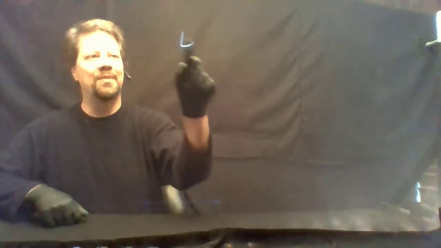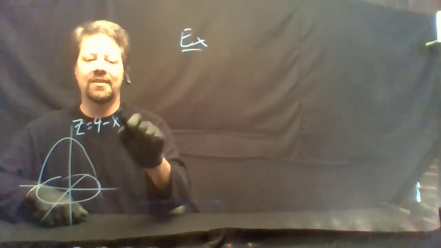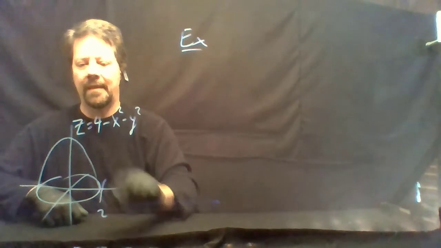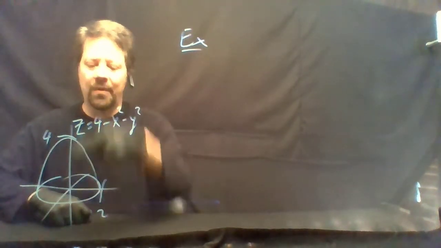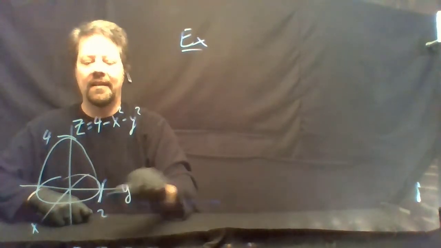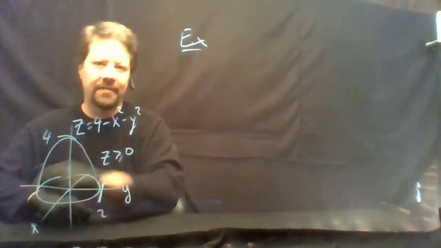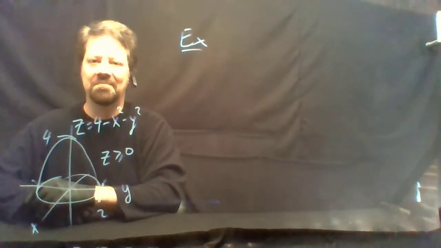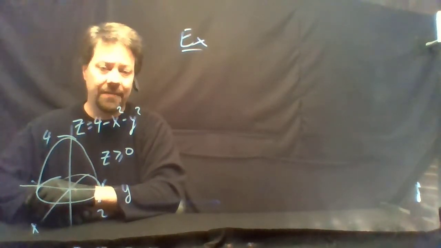Here's a quick example. Suppose our surface is given by z equals 4 minus x squared minus y squared. This is an elliptic paraboloid peaking at a height of 4, opening down, intersecting the xy plane in a circle of radius 2. Let's take the portion above the xy plane. Now, how do we calculate the surface area?